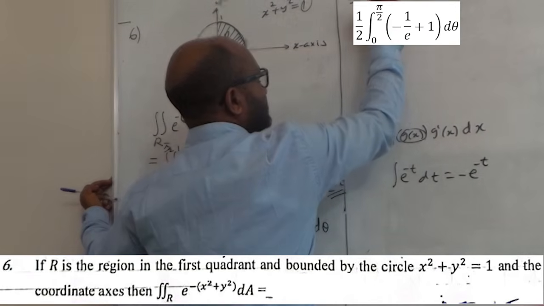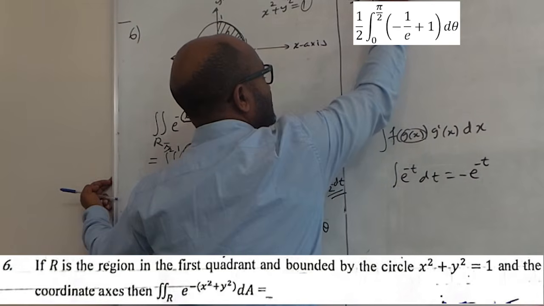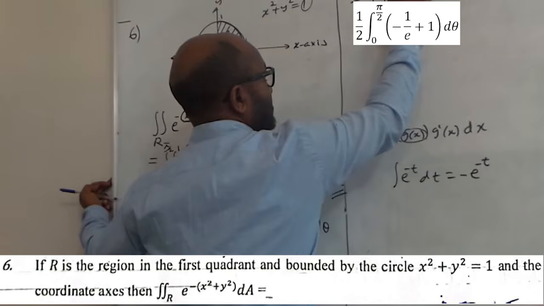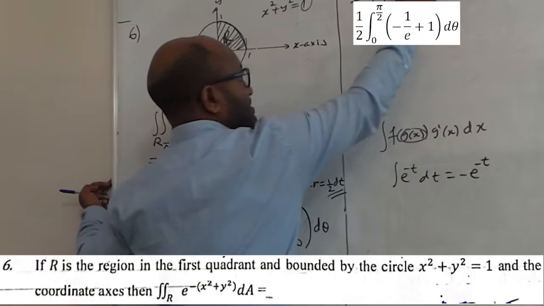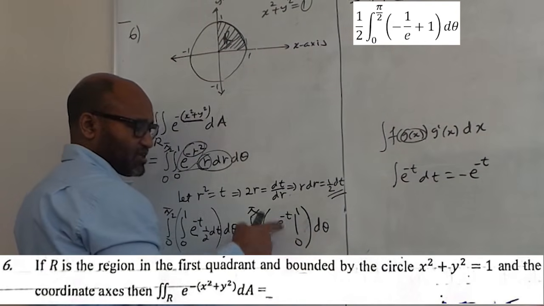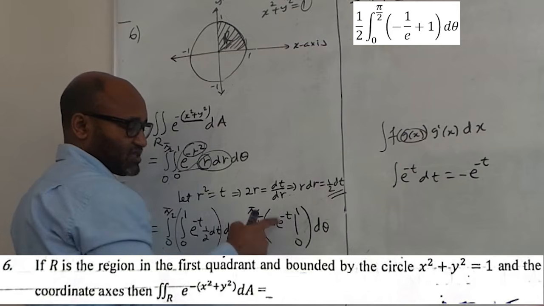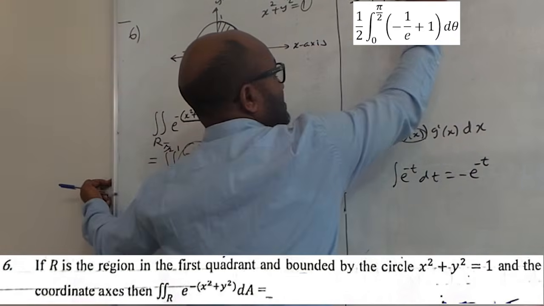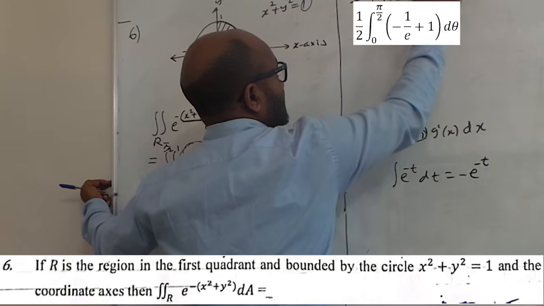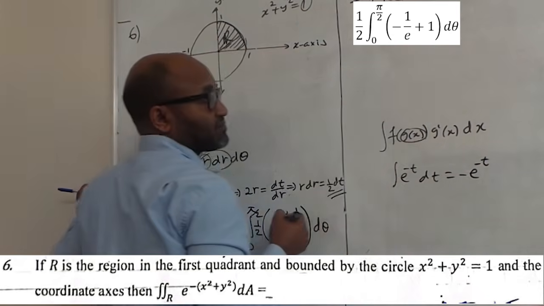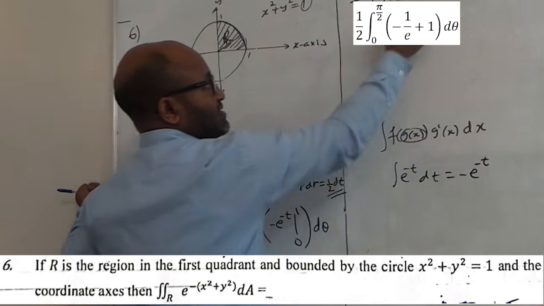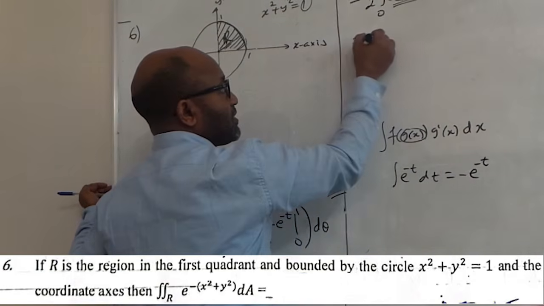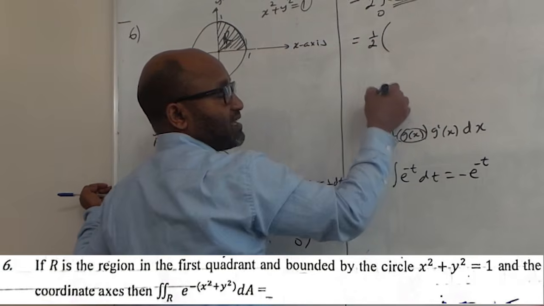So 1 over 2, the integral from 0 to pi over 2. When you substitute 1 here, it becomes minus 1 over e minus. When you substitute 0, it becomes e to the power of 0. E to the power of 0 is 1. That is minus 1, so it becomes plus 1 d theta. Then it is constant, so the integral of a constant with respect to theta, 1 over 2 in bracket.